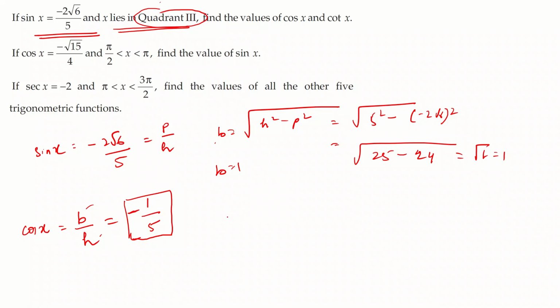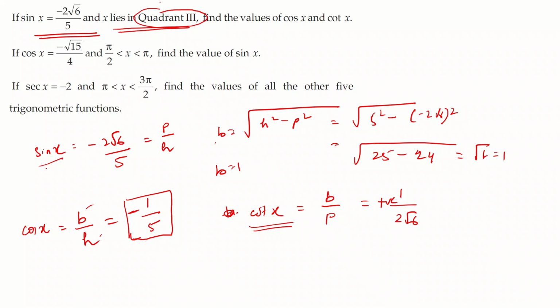Alright. What are they asking for? Cot x, right? So cot is base by perpendicular. What is base? 1. Perpendicular is 2 root 6. I haven't written minus over here because that will be adjusted by the quadrant. We assume that P, B and H are always taken as positive values, and cot is positive in the third quadrant, so you keep it as positive. You don't supply it with a negative value. Alright, so this is how you do it.